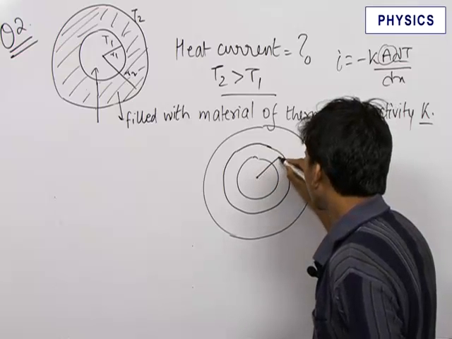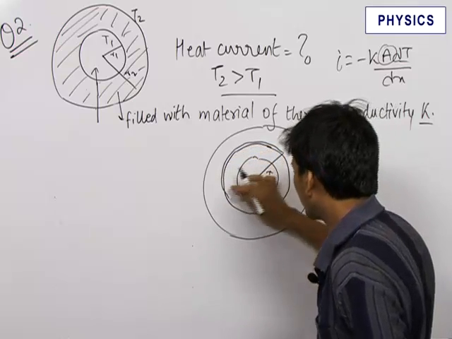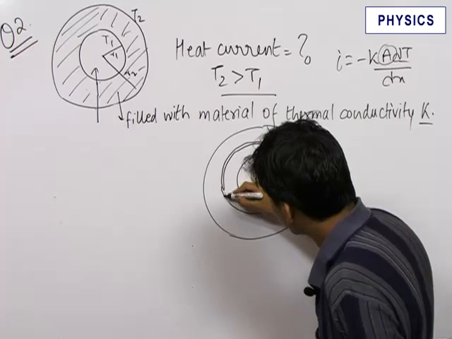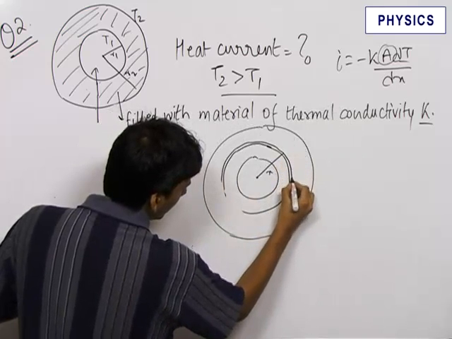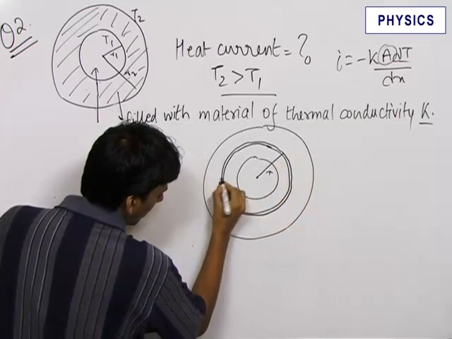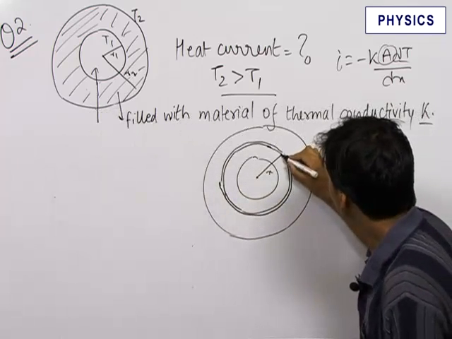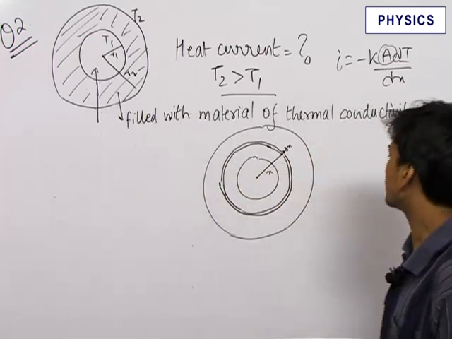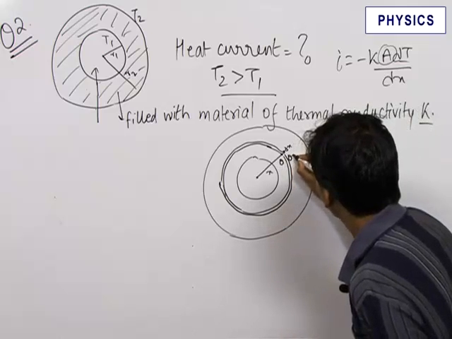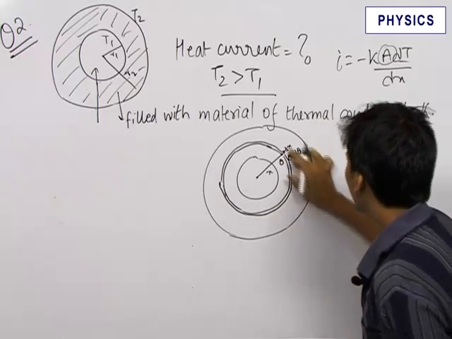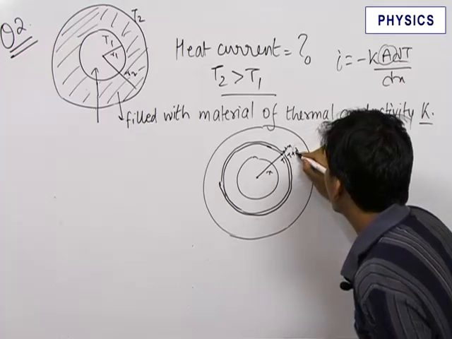Let us take a thin spherical shell of thickness dx, this thickness is dx at a distance x from the center. Now let us write the equation for this. Let the temperature on this side be T and this side be T plus dT.